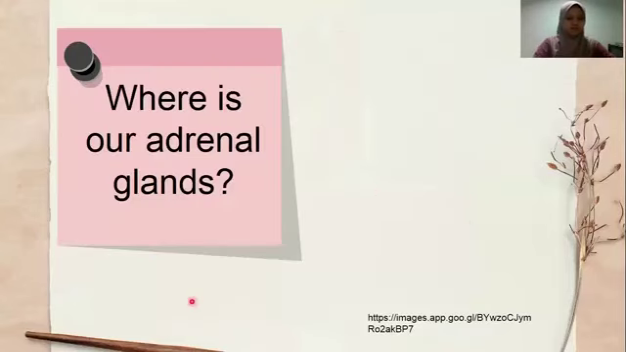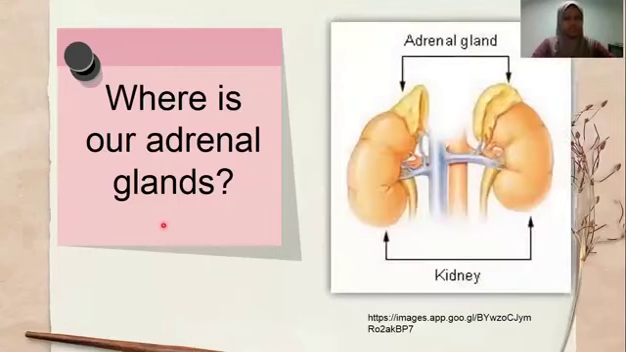So first of all, where are our adrenal glands located? The answer is our adrenal glands are located on top of our kidneys, which means that we have two adrenal glands, as shown right here in the picture.